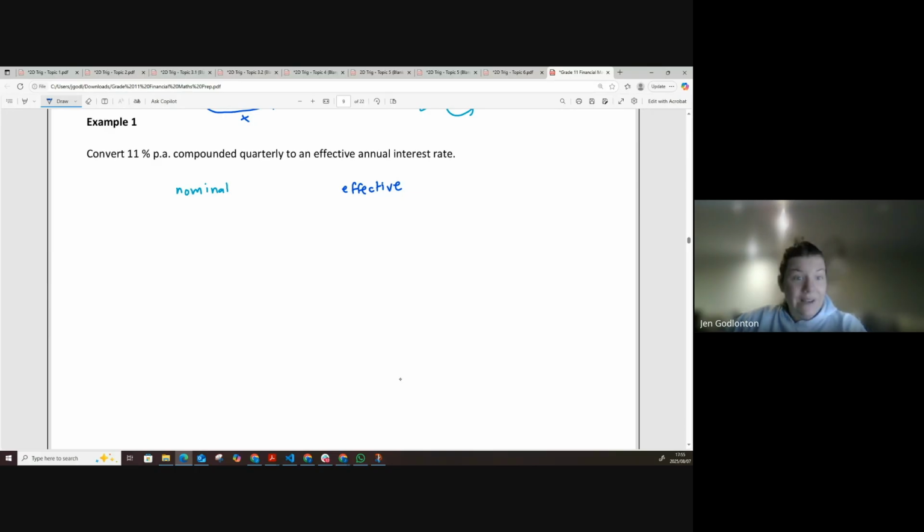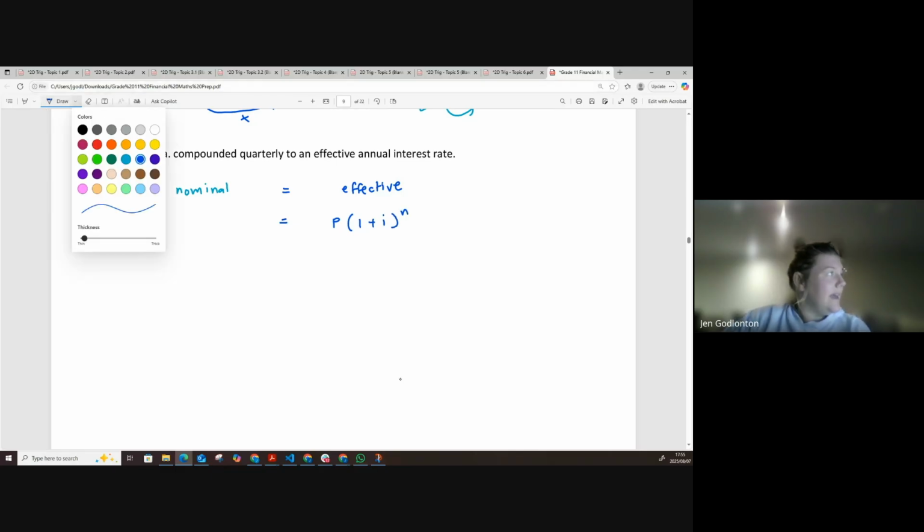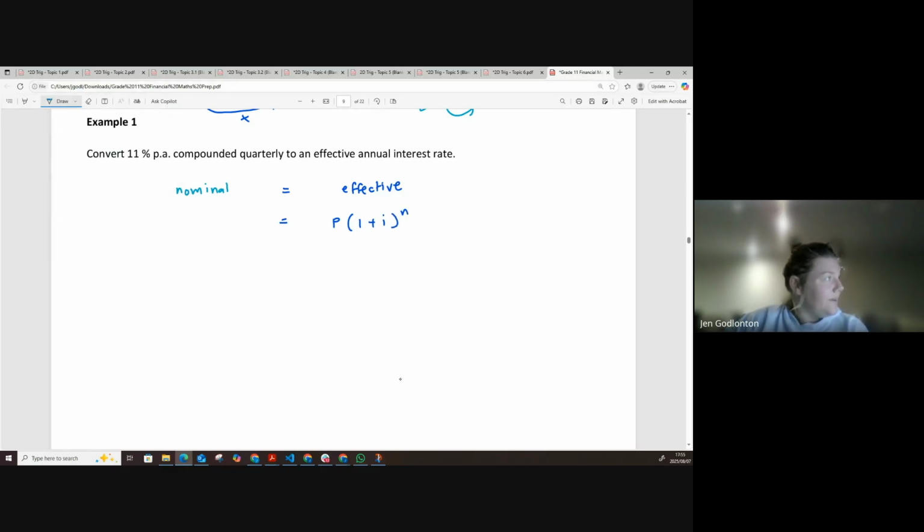The formula is going to be the same for both. So I'm just going to write this over here. So we've got our P(1 + i)^n, and our nominal on the side over here. Okay. Who can tell me why I was able to write what I've just written?